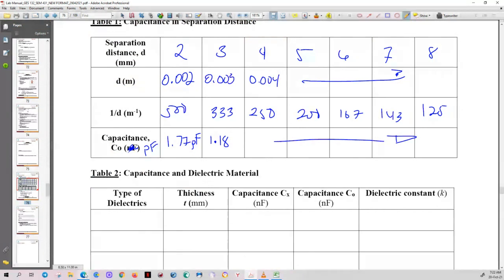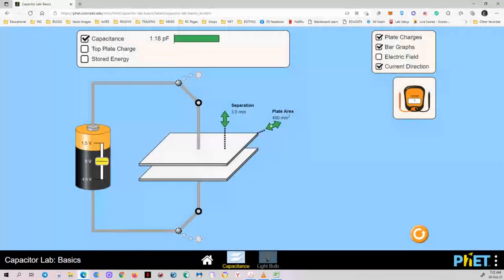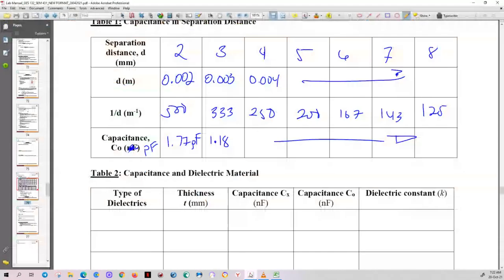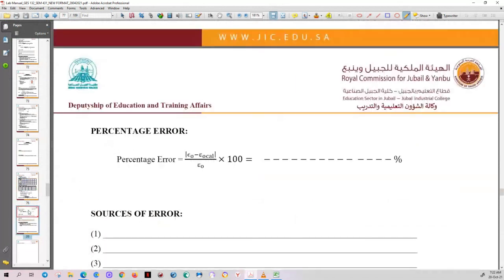Remember that you will choose your own plate area. You will choose your own distance. But for me, I chose to keep the distance simple by using 2, 3, 4, 5, 6, up to 8 millimeter. Once you have completed the table, you will go to the calculations. So forget about table 2 now. We can go to table 2 later. You can go to the calculations.